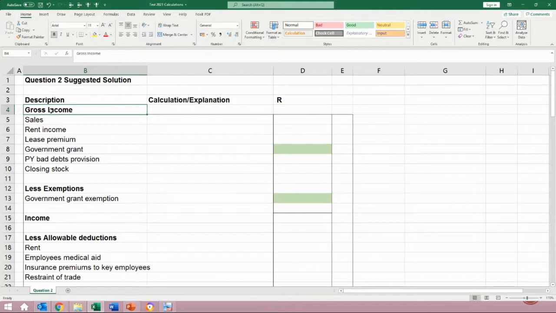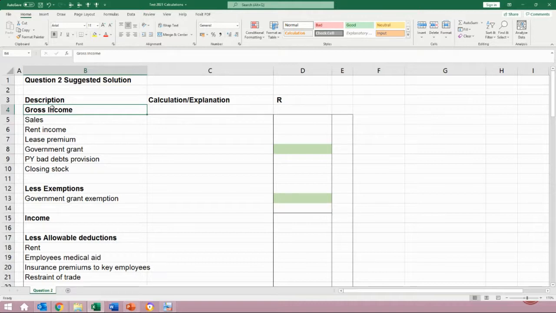Because you don't necessarily know how much information you would require, what I would suggest is you write down the gross income, your exemptions, less allowable deductions. Normally the gross income does not have that many items, so I would leave open about 10 lines. For the exemptions, I would leave open about 2 or 3 line items, and for the allowable deductions, that is generally where the bulk of the calculations would be. I would leave open about half a page.